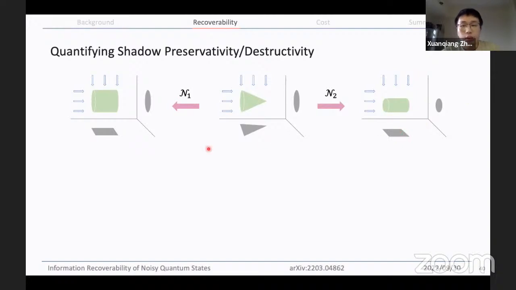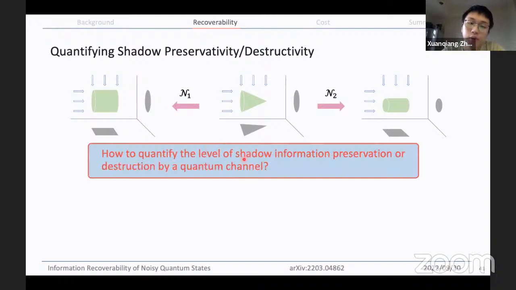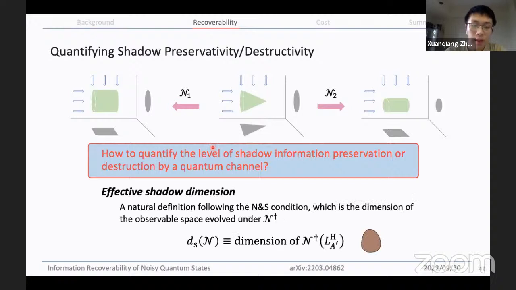So now the question we consider is how to quantify this level of shadow information preservation by a quantum channel. And we propose a quantity called the effective shadow dimension. This directly follows from the necessary and sufficient condition we just mentioned. It's defined as the dimension of the observable space evolved under N dagger. So it's just the dimension of this brown area.